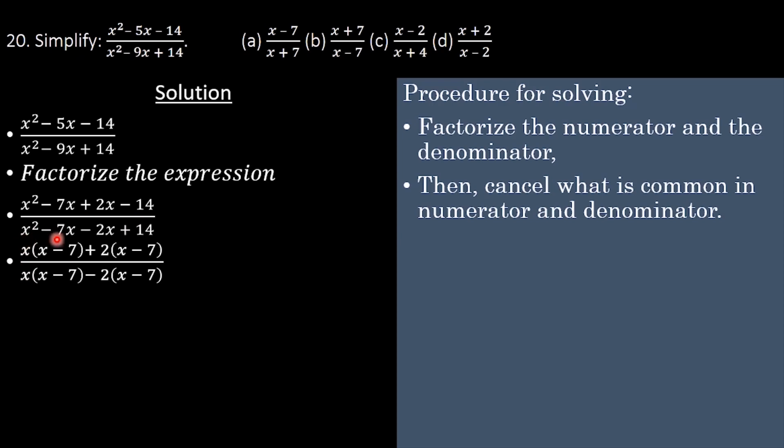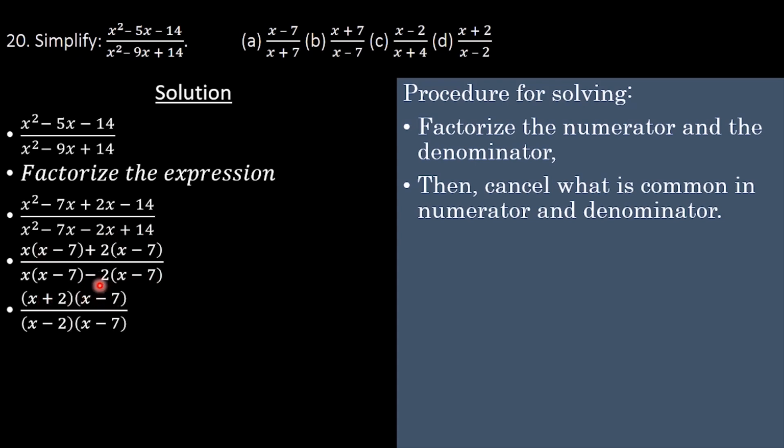When you group this also into 2 and pick out what is common, you have x in common here. X squared divided by x, you have x remain. Minus 7x divided by x, you have minus 7. When you group this one also, you have minus 2 in common. When you divide minus 2x by minus 2, you have x remain. When you divide plus 14 by minus 2, you have minus 7. We now have x plus 2 and x minus 7.